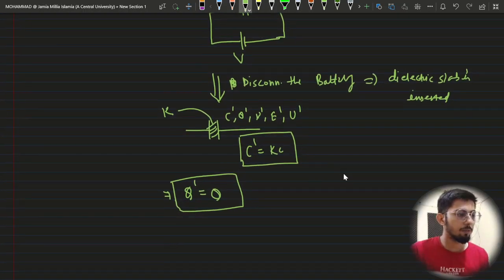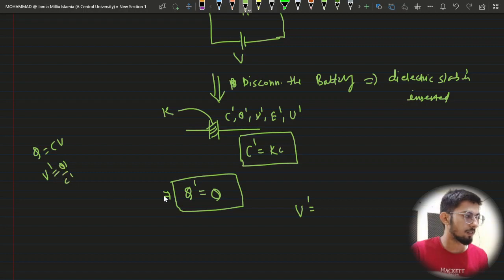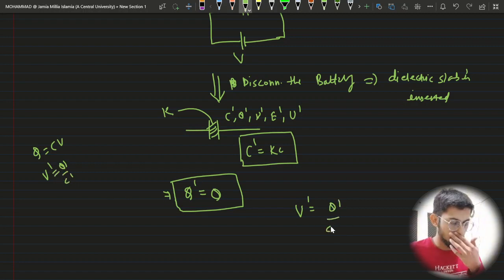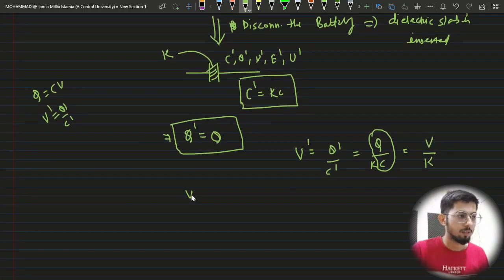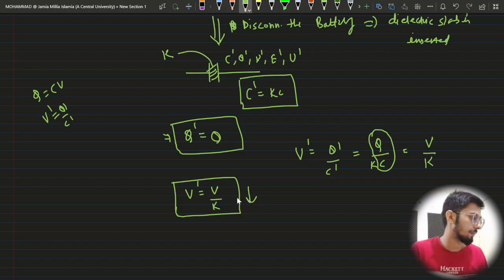Now what about V dash? See, Q is equal to CV. Let's see if it's the same or not. So V dash will be Q dash by C dash. Q dash is Q, C dash is KC, and this Q by C is the initial voltage. So we can say that V dash is V by K. So it's not the same, it has downscaled, it has decreased.